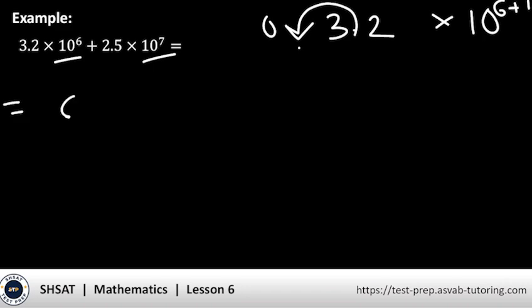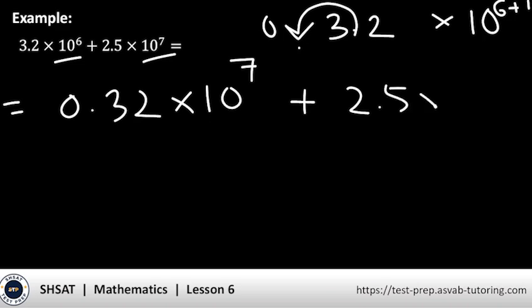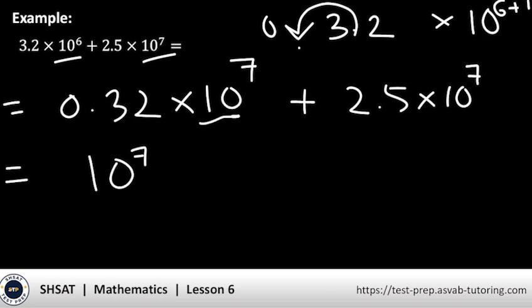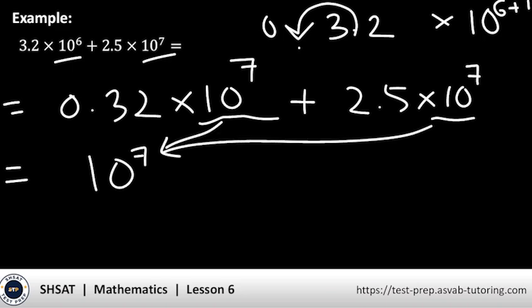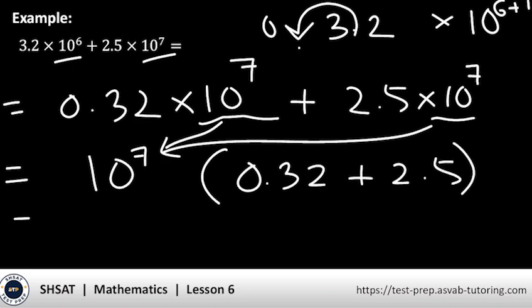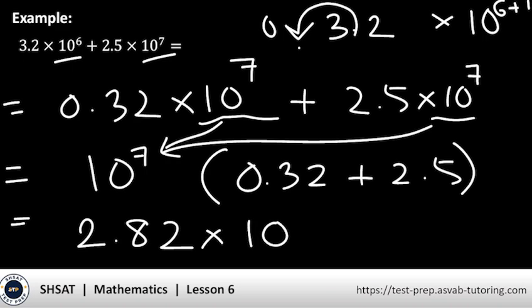So doing that now gives me 0.32 times 10 to the power 7. Got it? And it was already a 2.5 times 10 to the power 7 to start with. Why did we do this? So that we can take 10 to the power 7 as common from both of these. We are now taking 10 to the power 7 as common, and in parentheses, we can just do 0.32 plus 2.5. Okay? Now that gives me what? 0.32 plus 2.5 is 2.82. So my final answer is 2.82 times 10 to the power of 7.